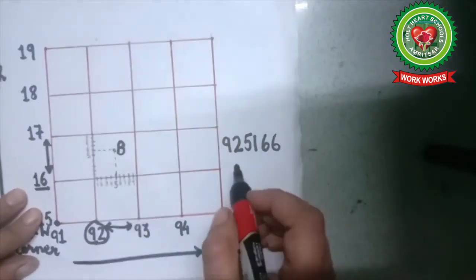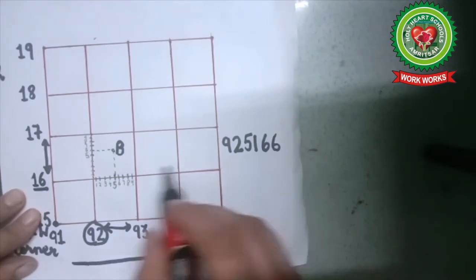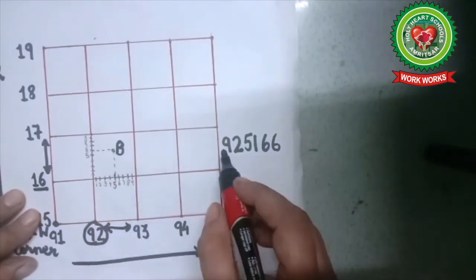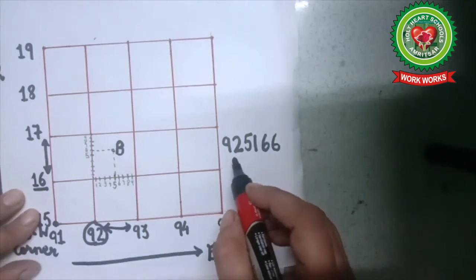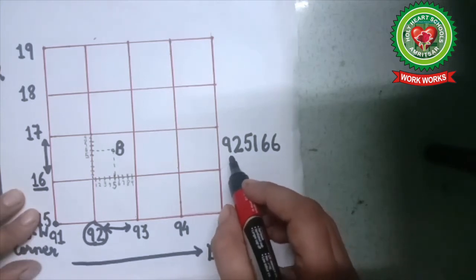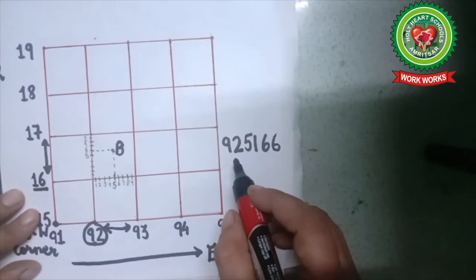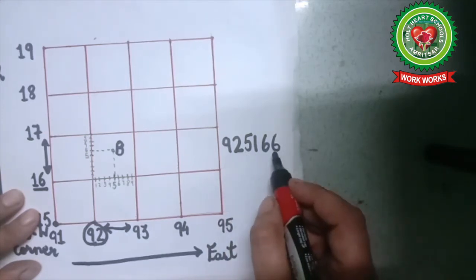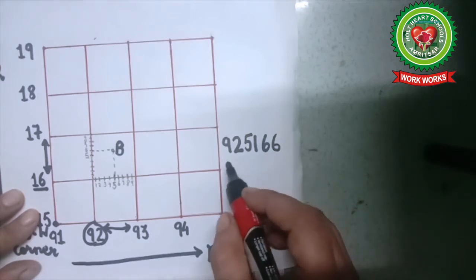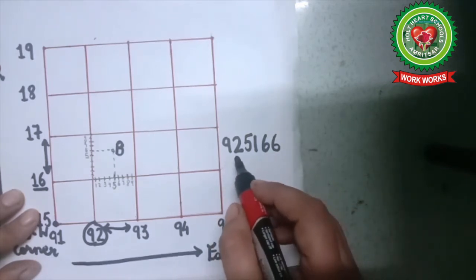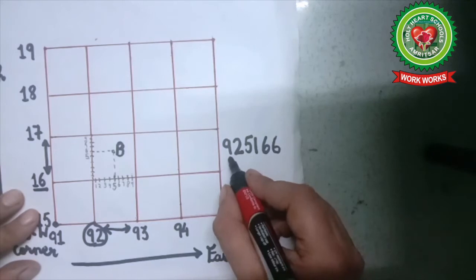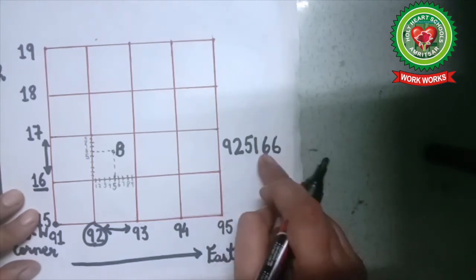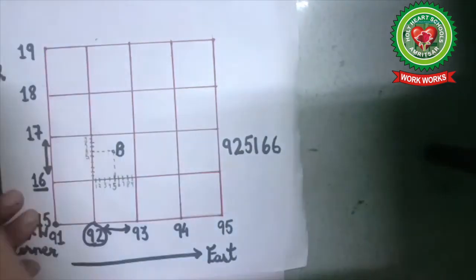So finally, children, place B lies at the 6-figure grid reference 925166. So finally, we have got the 6-figure grid reference as 925166.